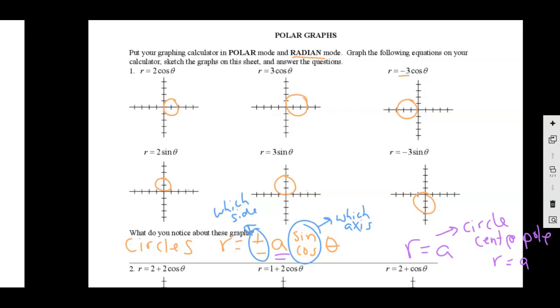Very good. Let's kind of close the door. We're going to wrap the bow on circles. We're going to move on. We're going to look at the next type of graphs.